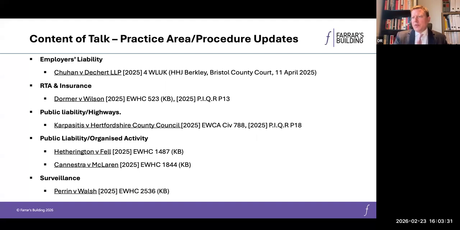As to specific practice areas, we'll look at an interesting employer's liability case and an RTA insurance law case, and then some public liability cases, just finishing with what's really a practice and procedural authority, but appropriate mostly to PI, concerning surveillance evidence.